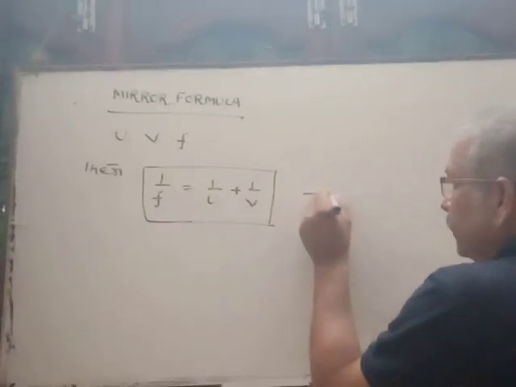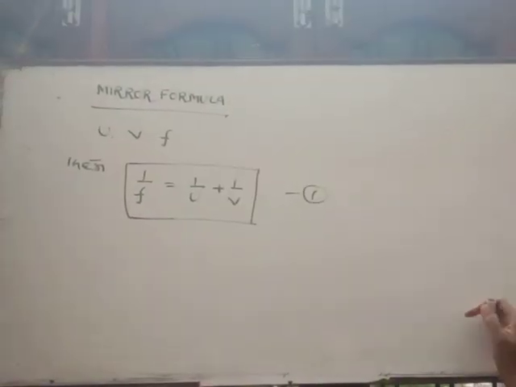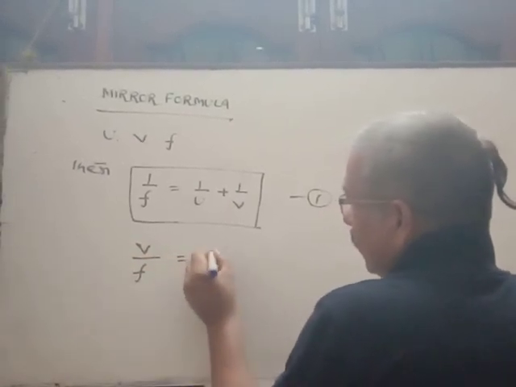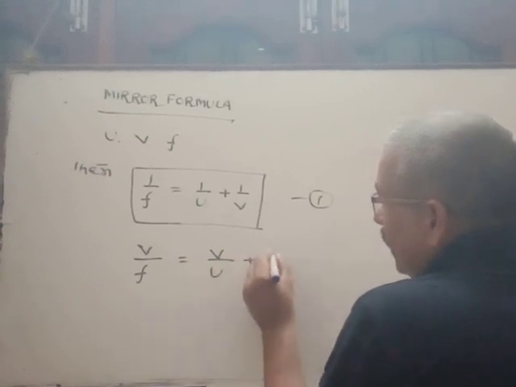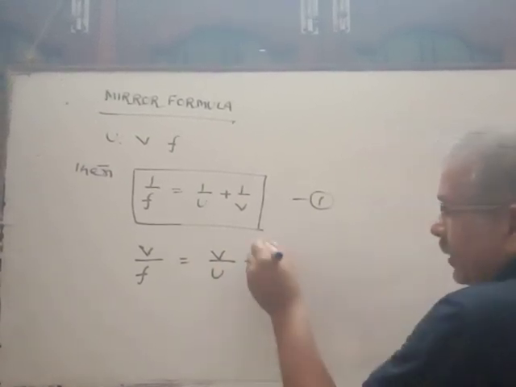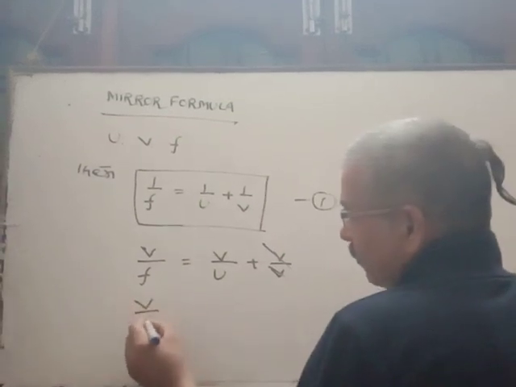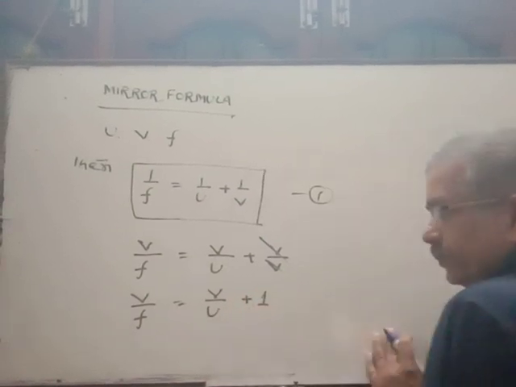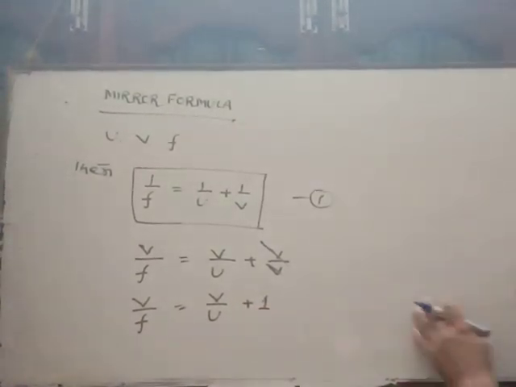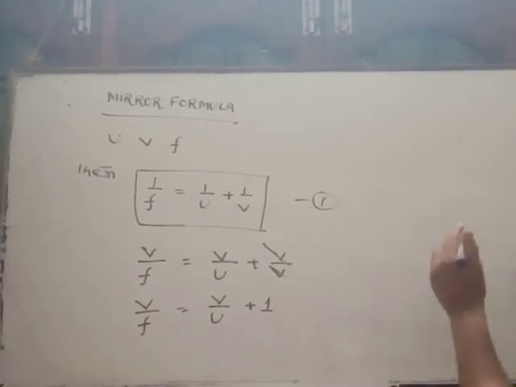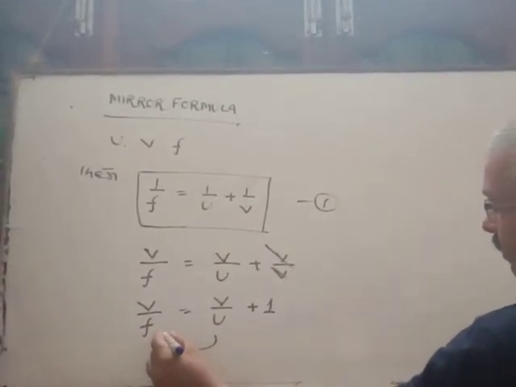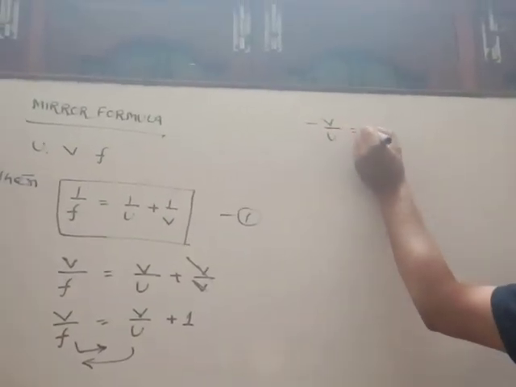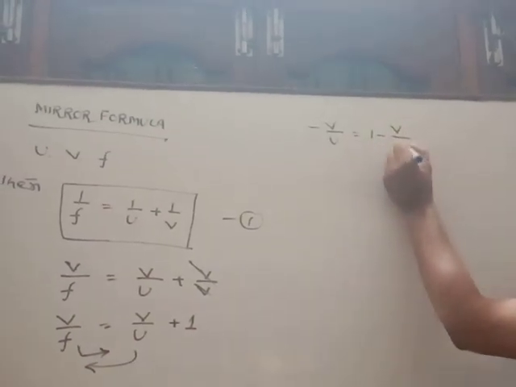If both sides are multiplied by V, then V by F is equal to V by U plus V by V. V by V gets cancelled. So V by F is equal to V by U plus 1. Clear? Now transfer V by U to the left and V by F to the right, so it becomes minus V by U is equal to 1 minus V by F.